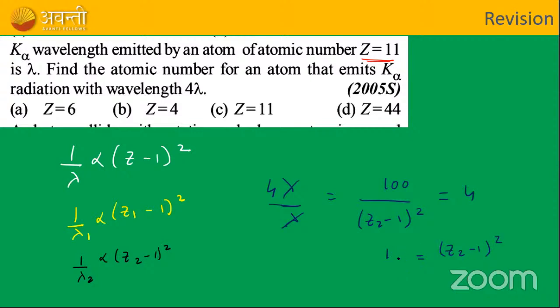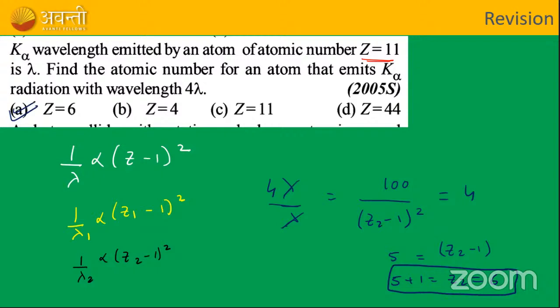Let me take the square root on both sides. Square and square root cancel. Root of 25 is 5. So Z2 minus 1 is equal to 5, or 5 plus 1 is equal to Z2, which is 6. So you got 4 marks in advance. You have to be happy. It's pretty simple.